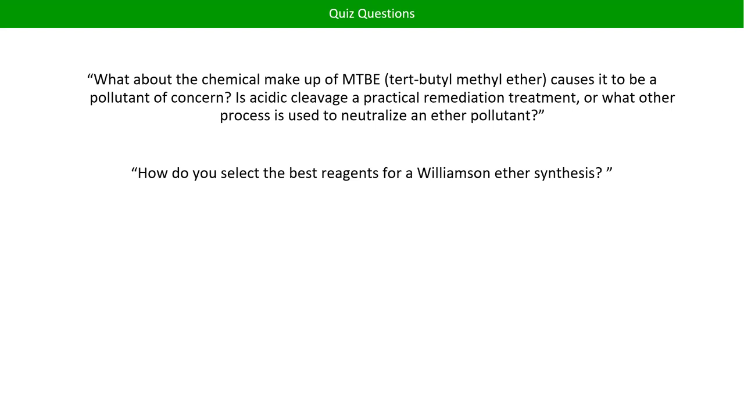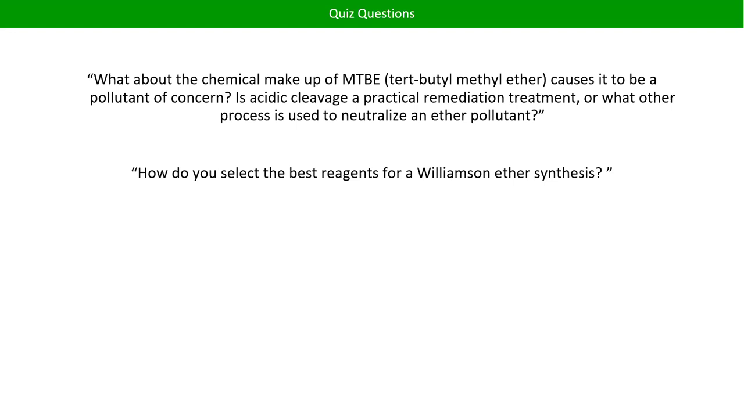Good question, Nikki, on how do you know what's the best? If you have two options for a Williamson ether synthesis, how do you know which is the better choice? Generally speaking, you want your halogen to be as unsubstituted as possible, because that's the target for an SN2 reaction, right? And so if you have a choice between what's going to be your target and what's going to be your nucleophile, making the target a methyl group, if possible, or a primary carbon, is a better option, is more important than making the nucleophile primary or a methyl group.